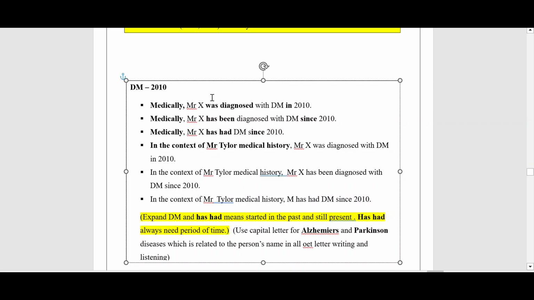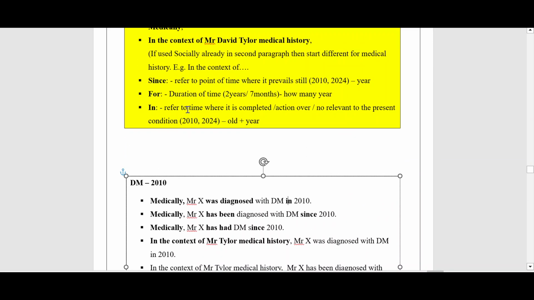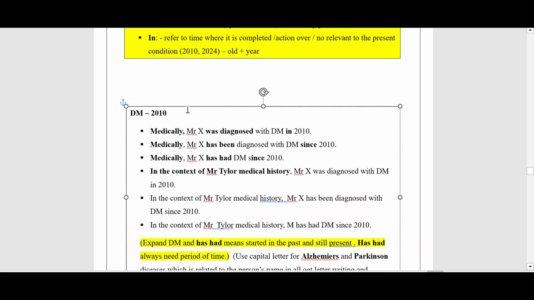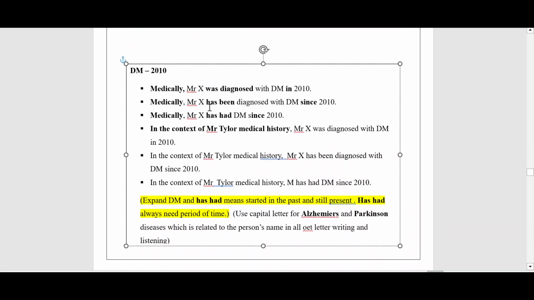Today I'm going to deal with the medical history, which I left in my previous video. So socially we are over, and since, for, and in are also over. Now I'm going to deal with has been, was diagnosed, has had. These are very important in letter writing when you are writing the past medical history. These are the same, but you just need to know when you can write which. When you are writing was diagnosed, you should write in. When you are writing has been, which means it's still present, you can write since.